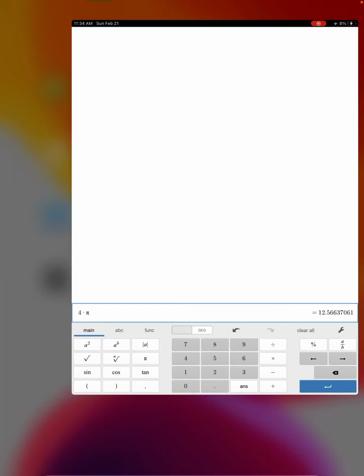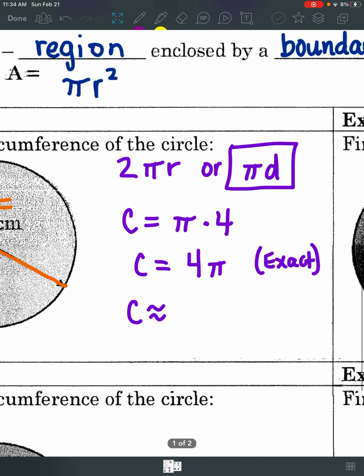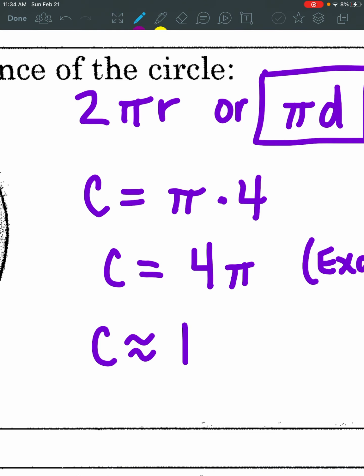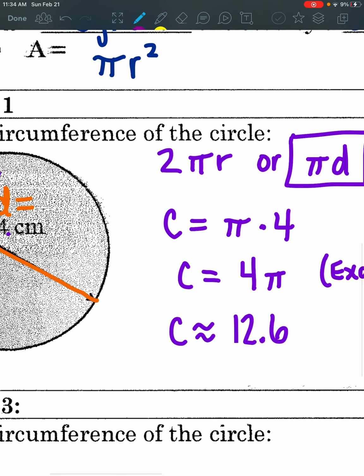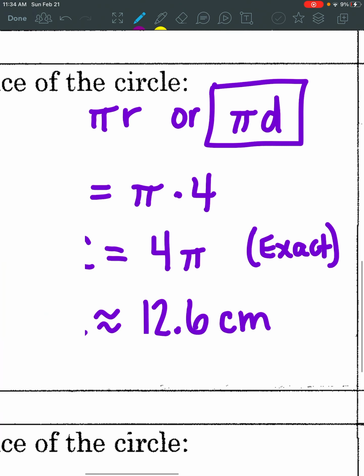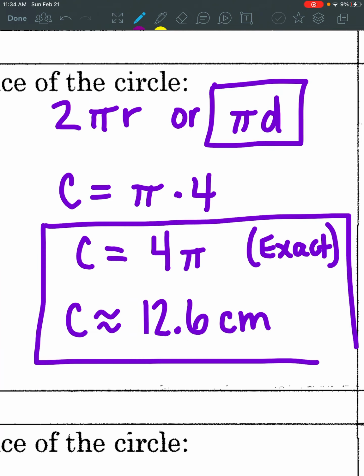So 12.56. And then it doesn't tell us, but let's say we're going to round to the nearest tenth. So we're going to approximate it to about 12.6. Now, in this scenario, we were given centimeters, so make sure you label your answer in the end. So there's kind of 2 answers here. You always want to make sure and read the instructions to figure out which answer the question wants.